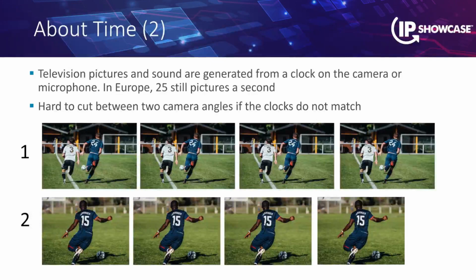So television pictures, again, we'll start basic, are a series of still images put together such that they move. And they're generated based off a clock on a camera or a microphone. And if these two clocks don't match, you're not able to easily cut between these images. You can see this camera angle versus this one. You see they're not aligned, so you can't cut between the two of them.